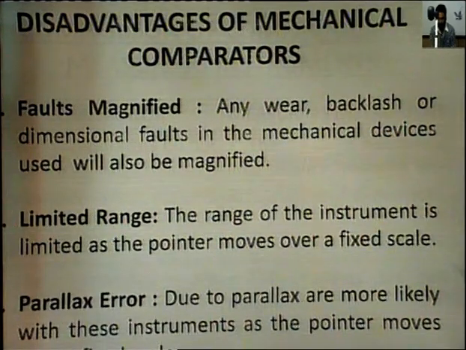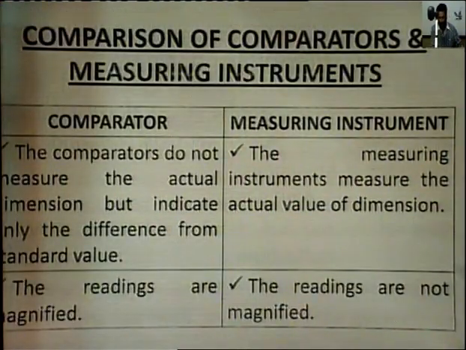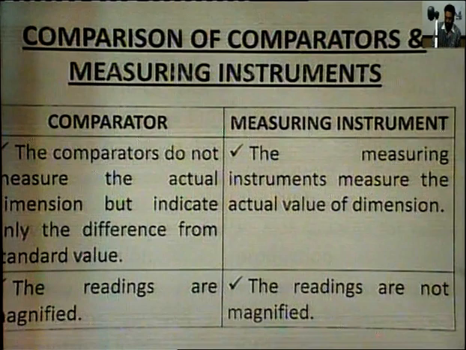Parallax error. Due to this error, readings are more likely to be wrong with these instruments, as the pointer moves over a fixed scale. So because of this parallax error, these instruments are not very suitable for highly accurate measurements. So next is the comparison of comparators and measuring instruments.